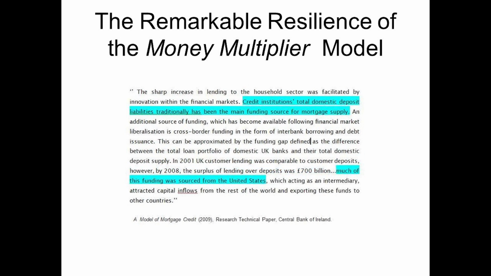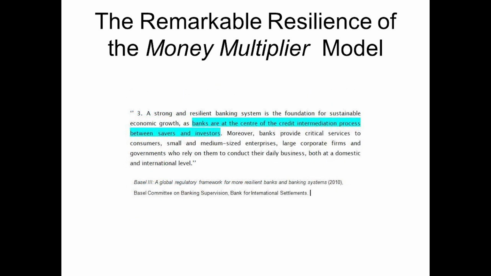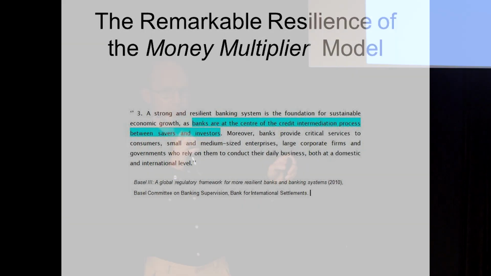Just not true. Credit institutions' total domestic deposit liabilities traditionally have been the main source of mortgage supply. Well, no, mortgage supply is just funded by the banks directly. Much of this funding was sourced from the United States, just not true. Banks are at the center of the credit intermediation process between savers and investors. It's just a very poor description of banks' process in the whole system, and yet it just crops up in economic journals all the time. This is what economists believe.